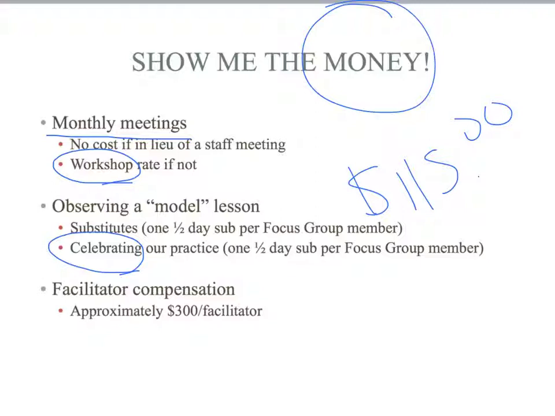Finally, we always want to make sure that we compensate those facilitators for their time. A ballpark figure is about $300 when they're thinking about answering emails and gathering some resources, setting agendas, those types of things for those monthly meetings.